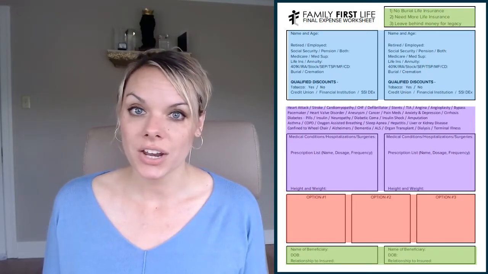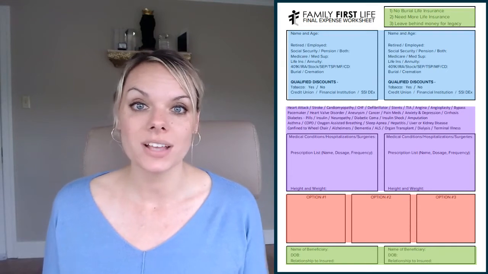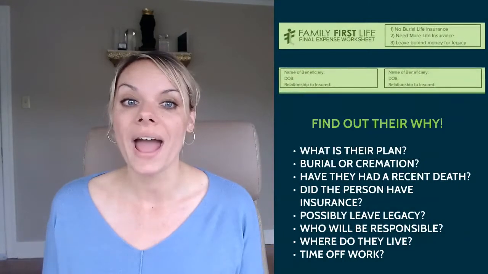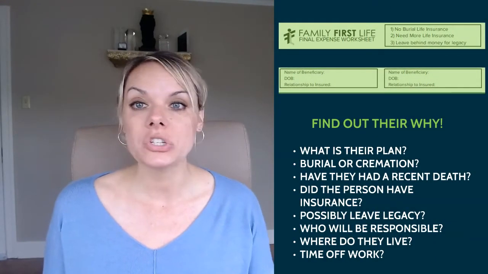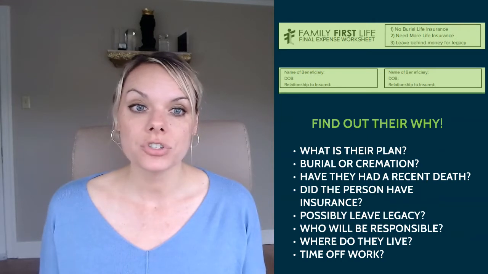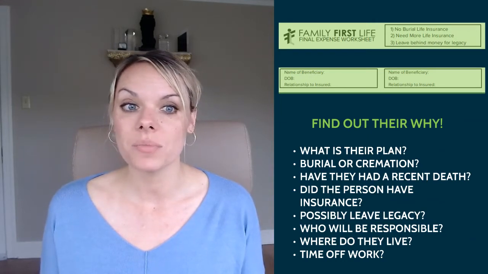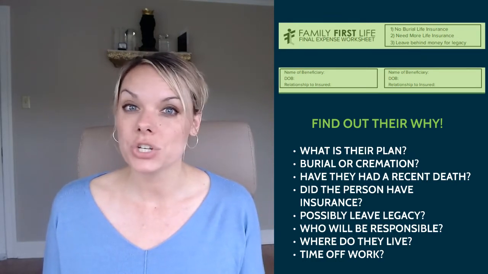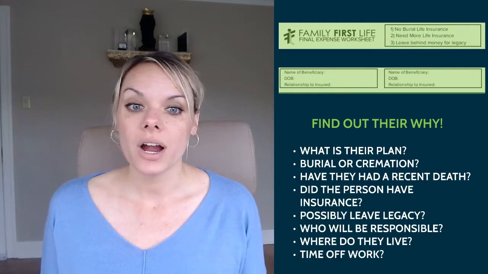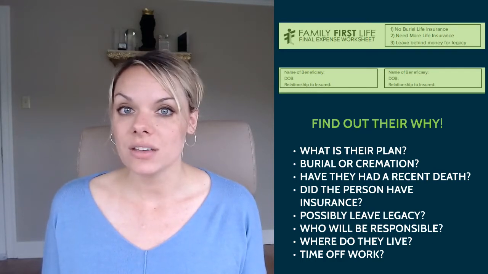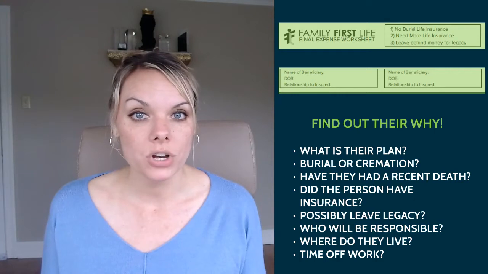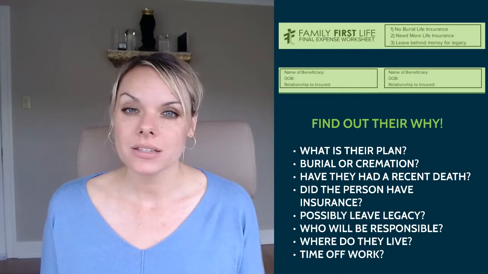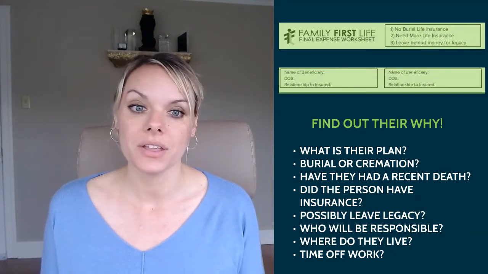So the green sections, which again are on the top and on the bottom, I'm going to be addressing these at the same time. This is how I'm going to get into the why. On the top of the page says 1, 2, and 3: no burial life insurance, need more life insurance, or leave money behind for a legacy. On the bottom is about the beneficiary, the information about the beneficiary. This is where I'm going to find out, do they have anything right now? Are they looking to put more coverage in place? Or if it makes sense financially, are they looking to leave some money behind as a legacy, like to children or grandchildren or something like that?